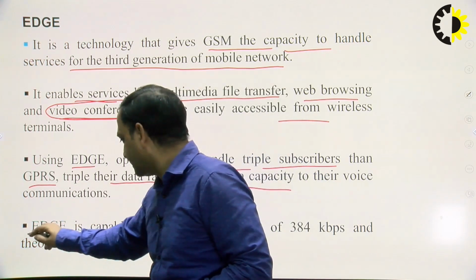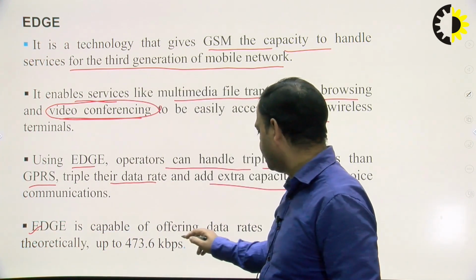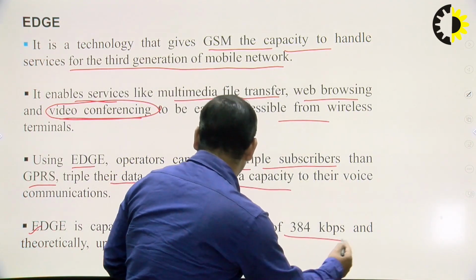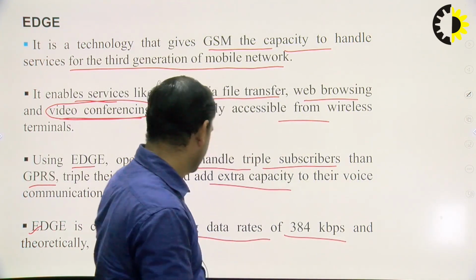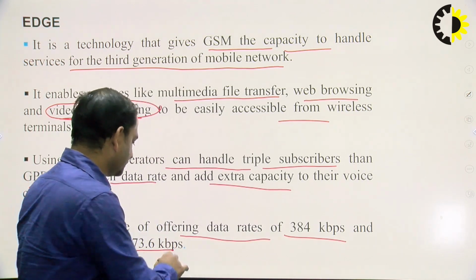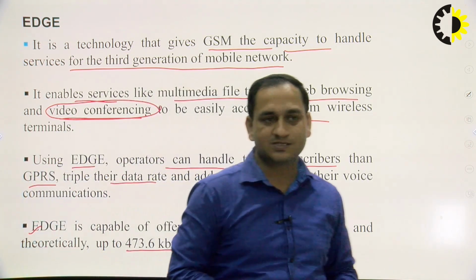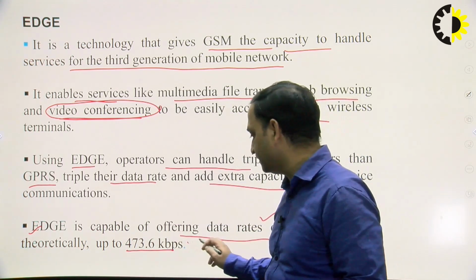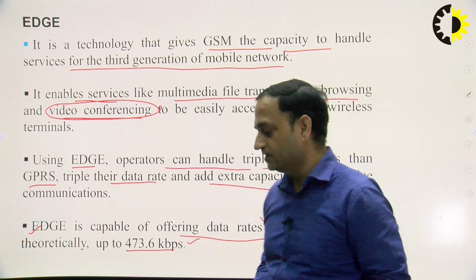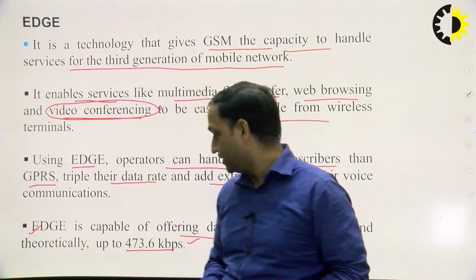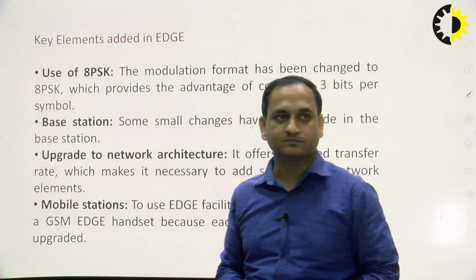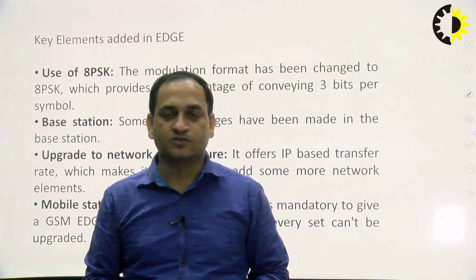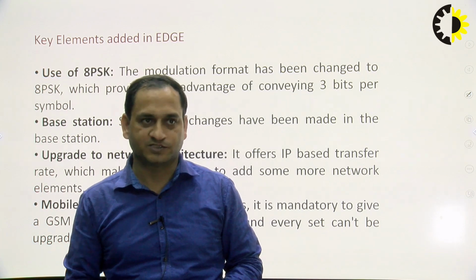Here EDGE is capable of offering data rates of up to 384 kbps, and the theoretical value is 473.6 kbps. So 384 kbps is the practical value which is achieved, and 473.6 kbps was a theoretical value which was expected to be achieved. There are a few important key elements in the EDGE technology, right?